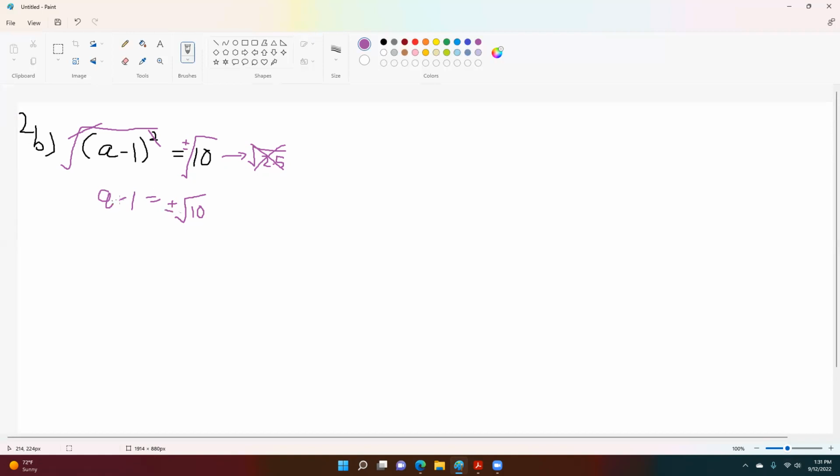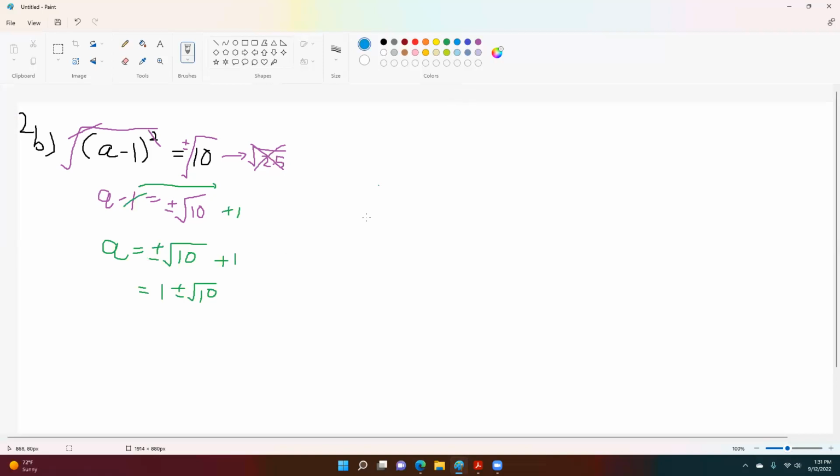And what we need to do here is get rid of this minus 1. In order for us to get rid of this minus 1, we add 1. So your answer in this case is plus minus square root of 10 plus 1. Or if you want to write this down, this is 1 plus minus square root of 10. Again, with addition, you can switch your terms around.